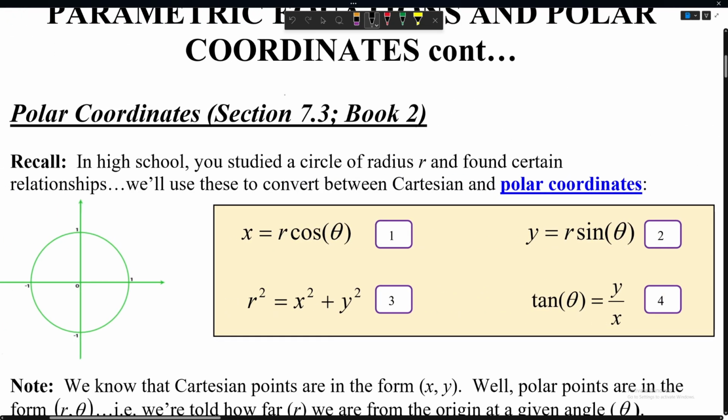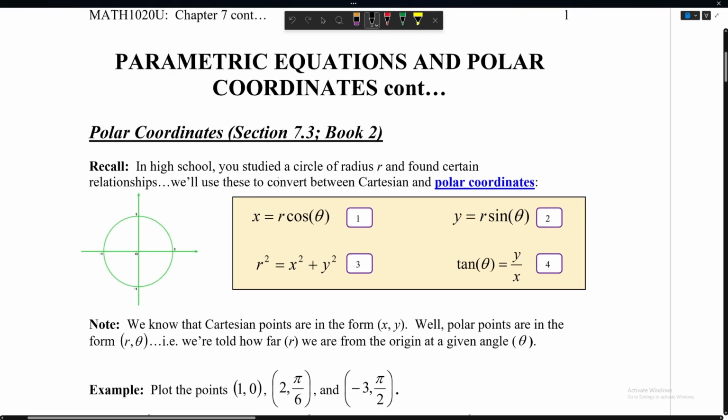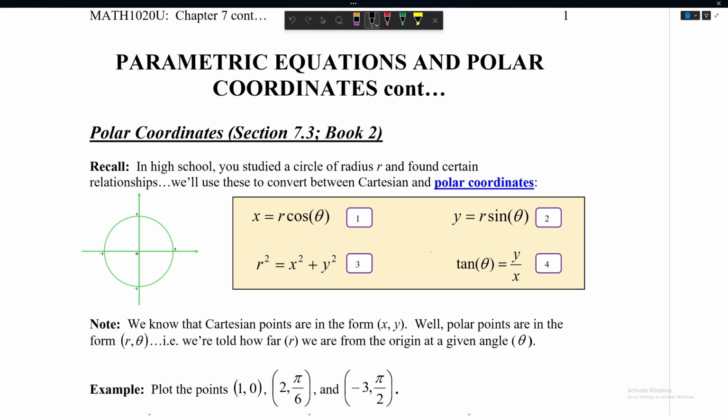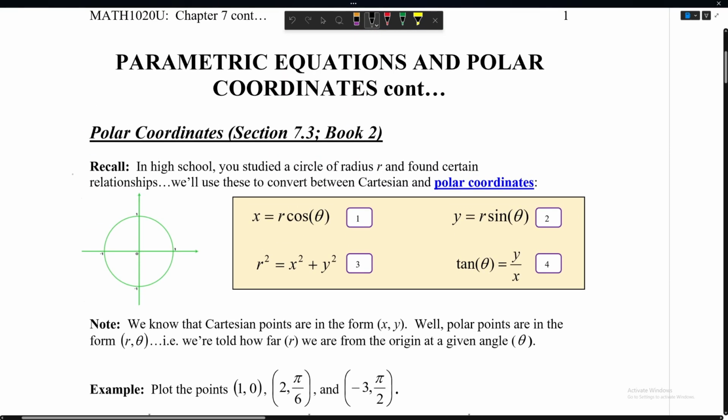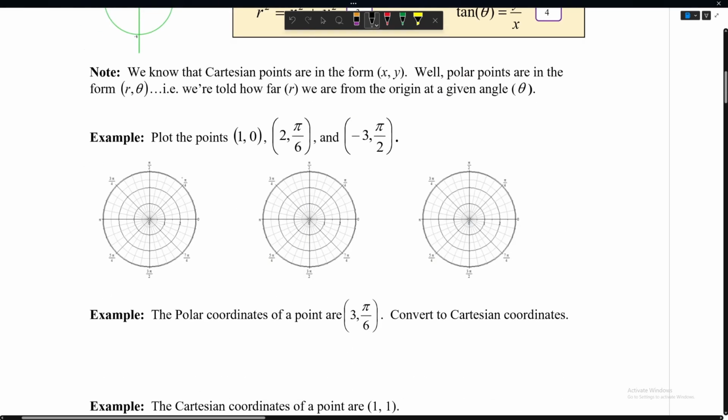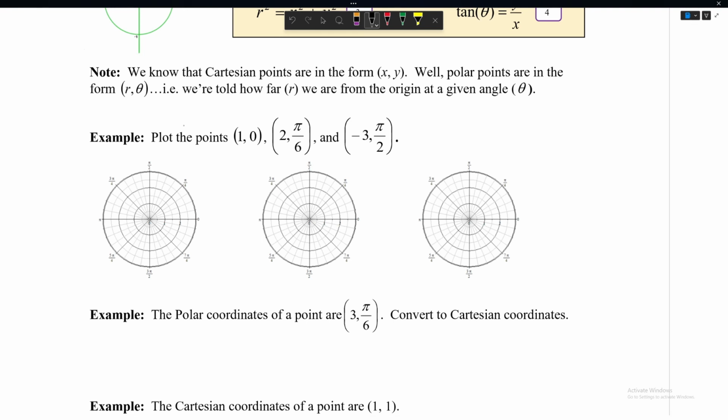And so when we go here, that is covered. You guys know that x equals r cos theta, y equals r sine theta, tan theta equals y over x. Like, this is known. And I mean, it does say here recall. So fair enough. It says, we know that Cartesian points are in the form of x and y. Well, polar points are in the form of r and theta. We're told how far we are from the origin at a given angle.